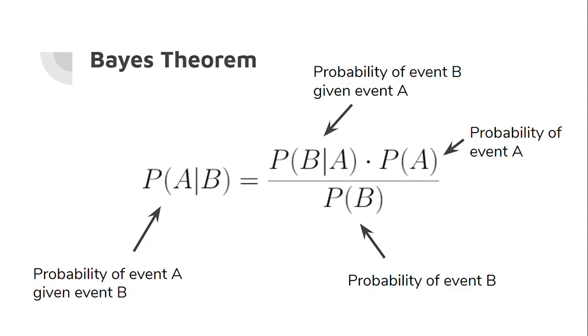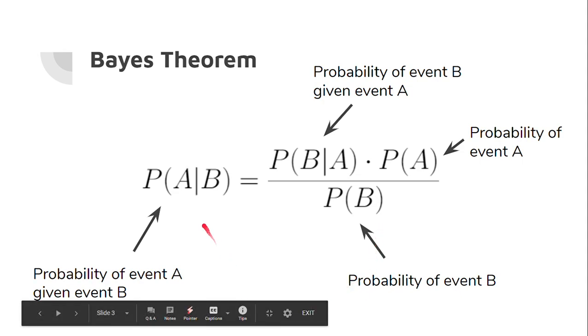Now, those of you that have already taken some sort of statistics or probability course have probably already seen this formula before. This is Bayes' theorem, and it basically allows us to solve for the probability of something happening given information that we already know. So let's take a deeper look into this equation.